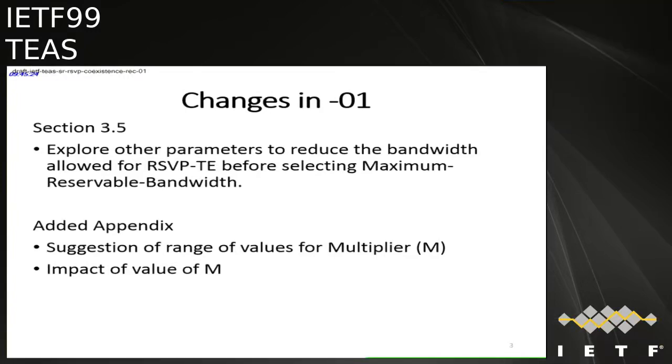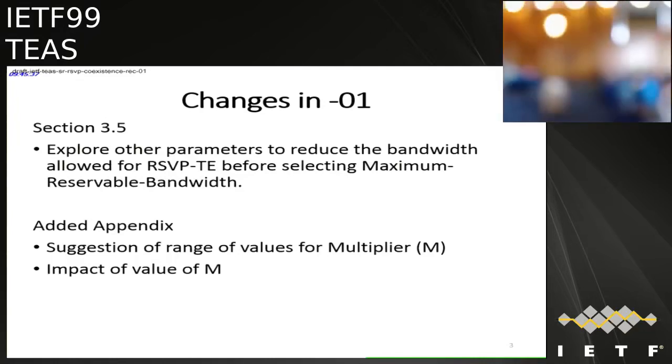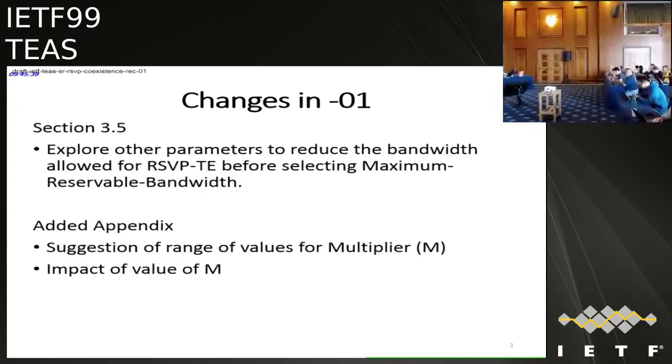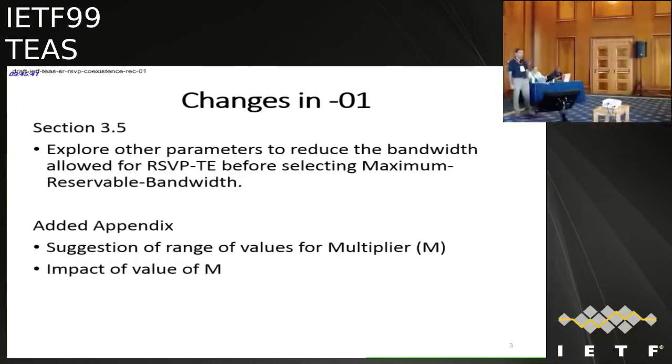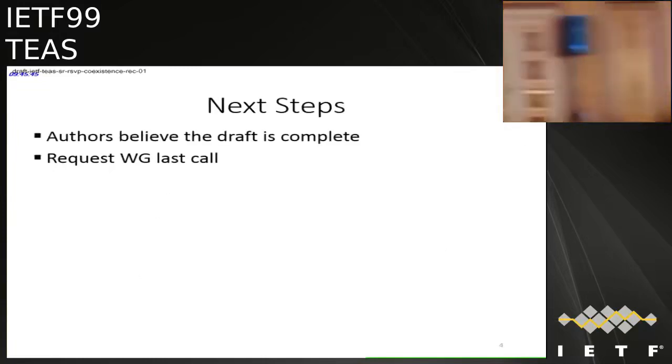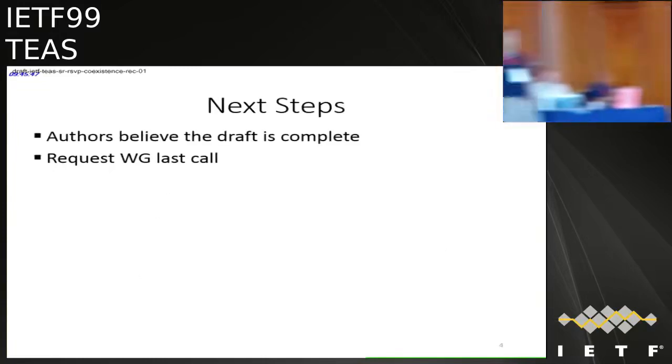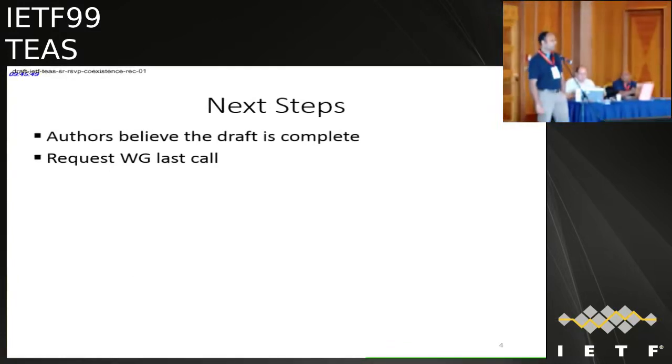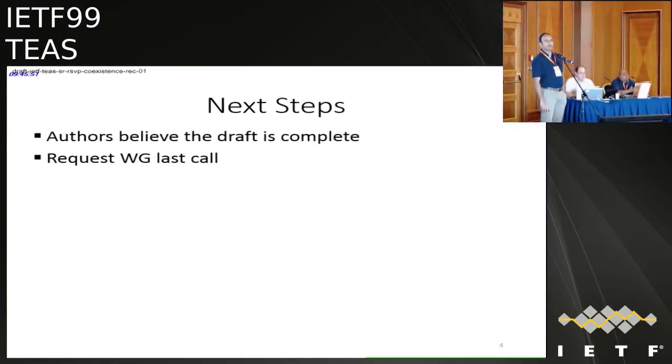We also had an appendix. We had introduced this concept called multiplier in the draft. So we had an appendix which offers certain suggestions on what values you could use for the multipliers and what impact it has depending on the values of the multiplier. At this time, we feel there aren't any updates left in the document, and we just request working group last call for the document.